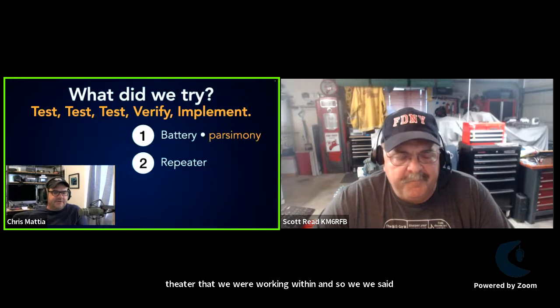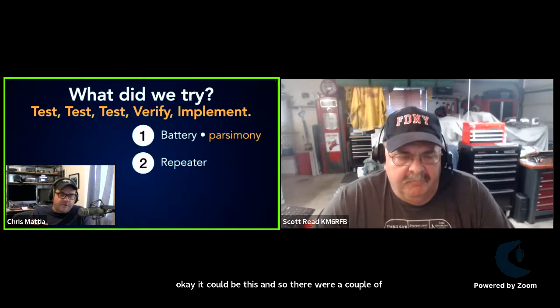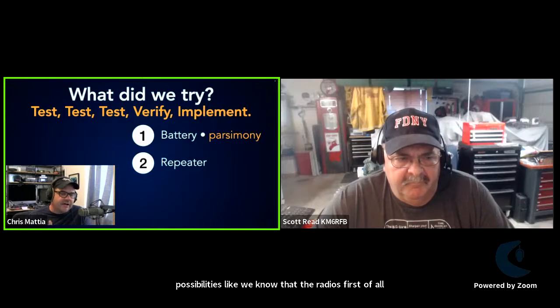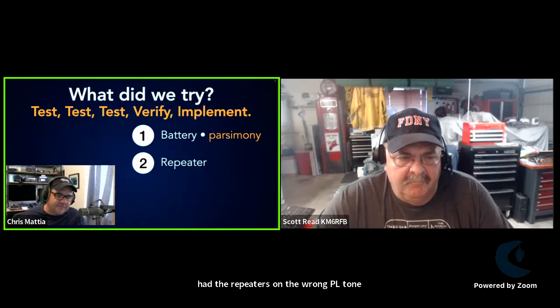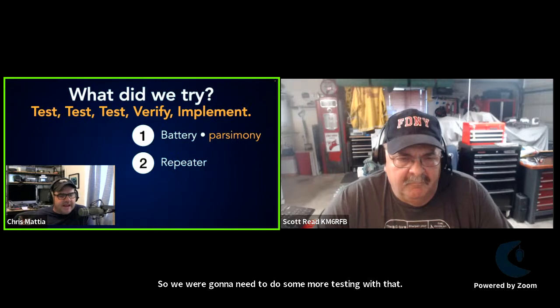And so there were a couple of possibilities. First of all, do the radios have the repeater programmed into them? We did a quick check. They did have the repeaters, but there was a slight problem. The default configuration had the repeaters on the wrong PL tone. So we were going to need to do some more testing with that. So this is where Scott and I kind of went into our initial testing mode. We went outside and started testing the repeaters.